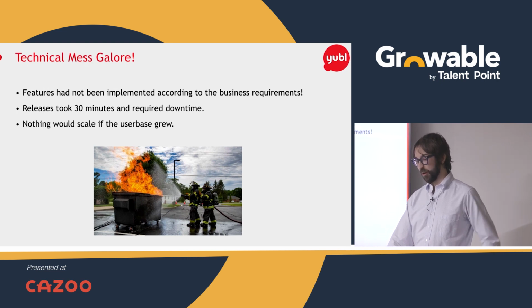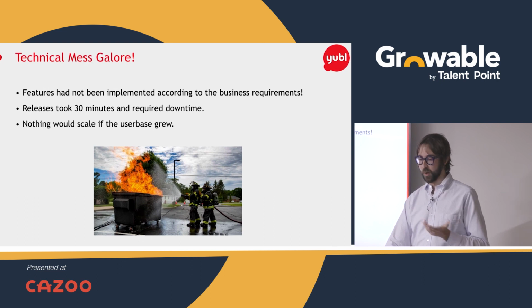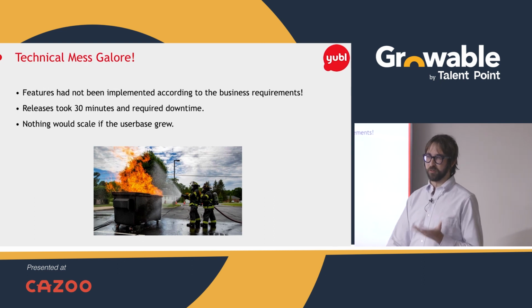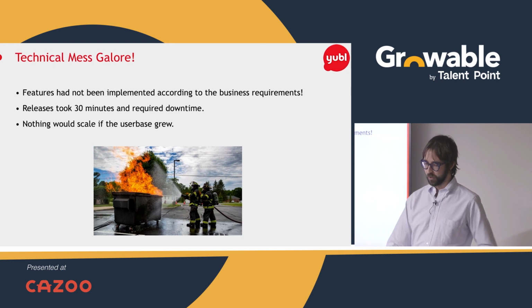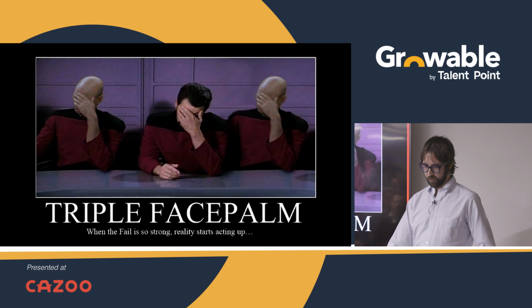Releases were taking 30 minutes, required downtime, which was obviously completely unacceptable for an app. And it quickly became clear that this wasn't going to scale as the user base grew, which is a huge problem for a social network that wanted millions of users. That was never going to work. It was a bit of a triple facepalm.